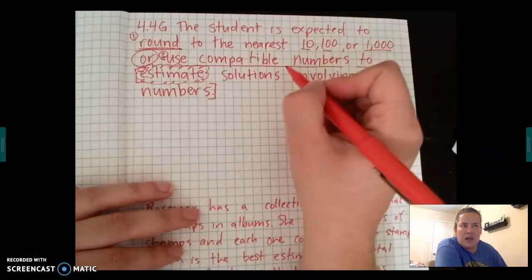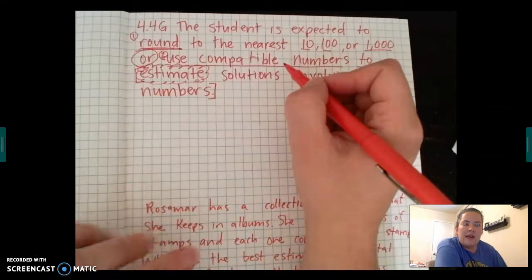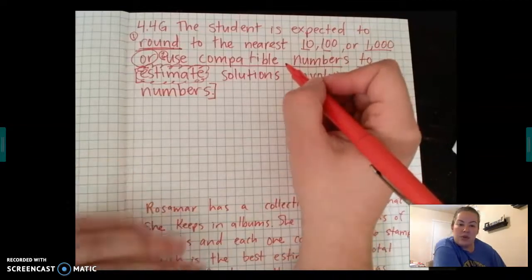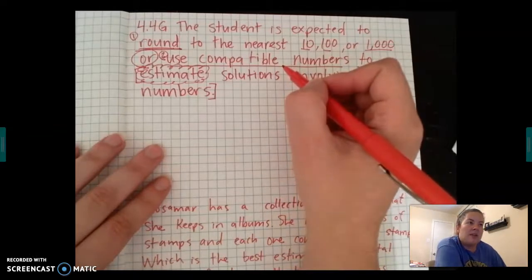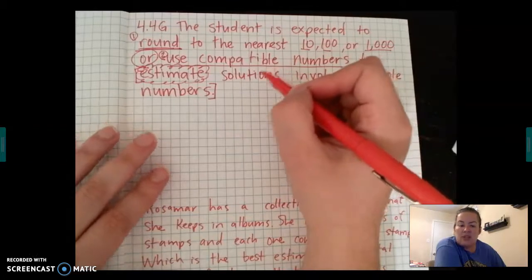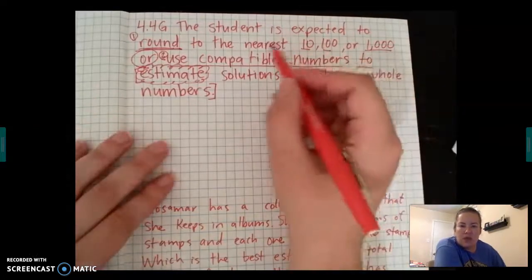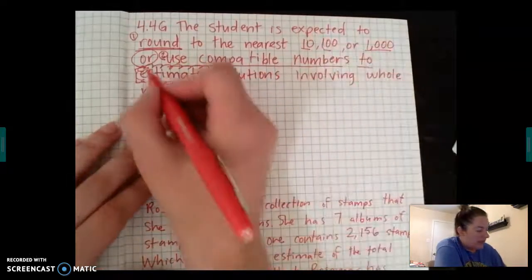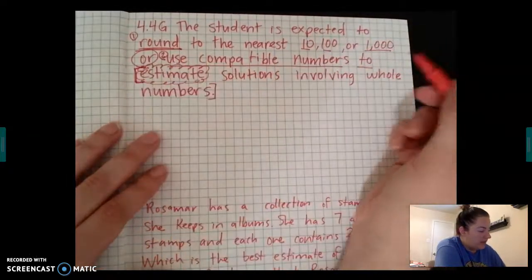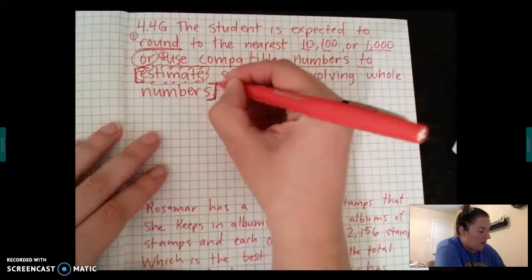Compatible numbers you studied in second and third grade. Compatible numbers are just easier numbers that are closer to the number you're working with. So say I'm working with a number like 71, the compatible number might be easier to use, the number 70. So you're going to round or use compatible numbers to do what? Right here it says to estimate solutions involving whole numbers.